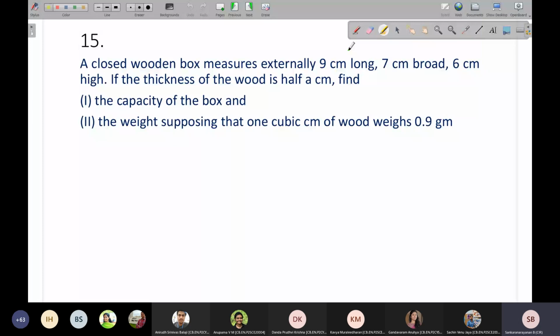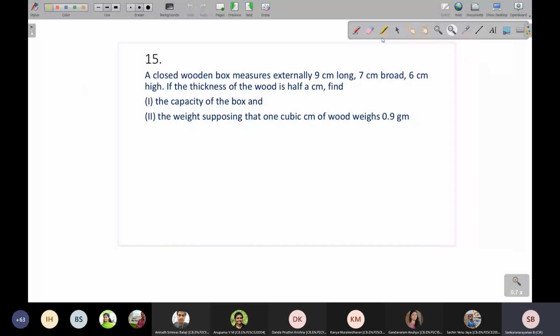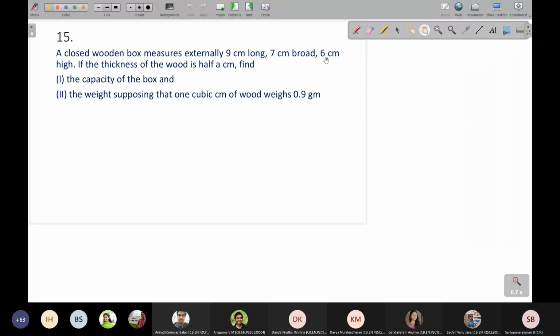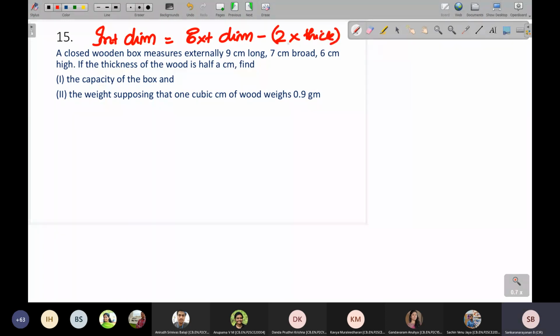Read this question carefully and then I will explain the question for you. So please read it. So here, one main guiding formula that you have to note here is internal dimension is equal to external dimension minus 2 times thickness. Okay, this is the logic.